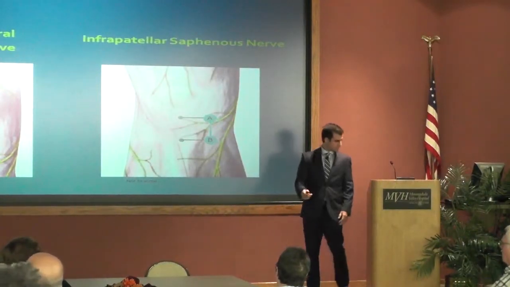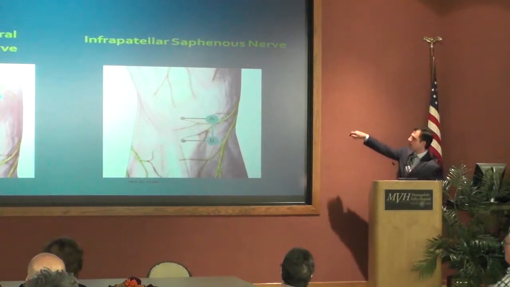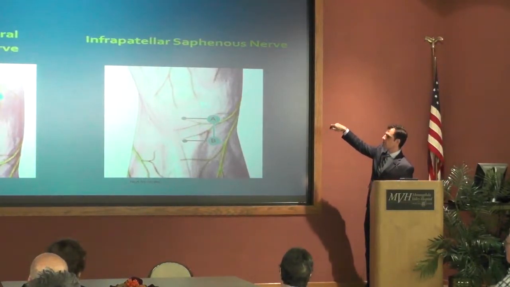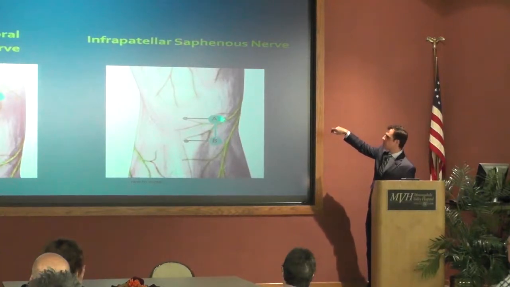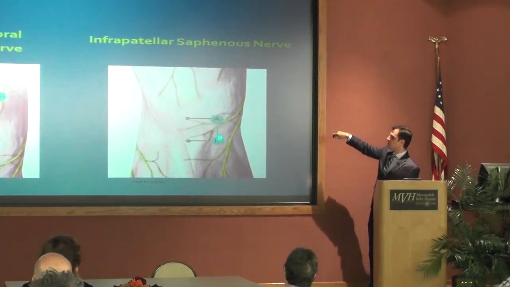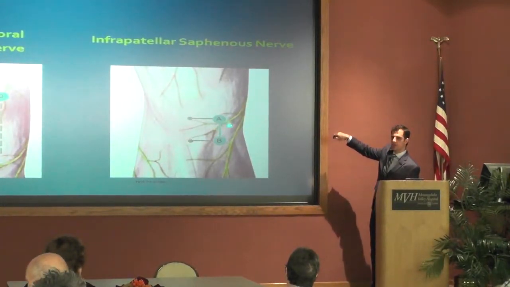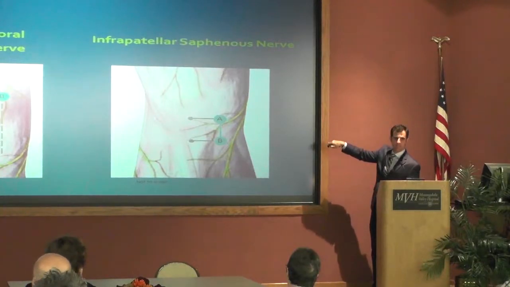Then you have the infrapatellar saphenous nerve. Kneecap's right here in this picture. So this is below the knee, on the inside part of the knee. So here's the treatment line from A to B, right here. Inside of the knee, running from top to bottom. That's the second treatment line.